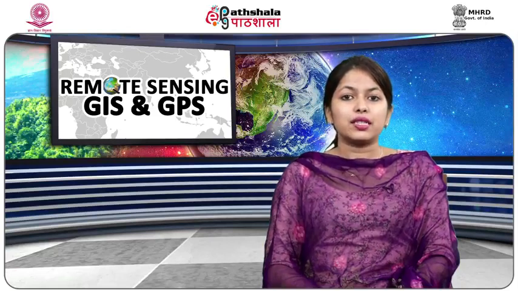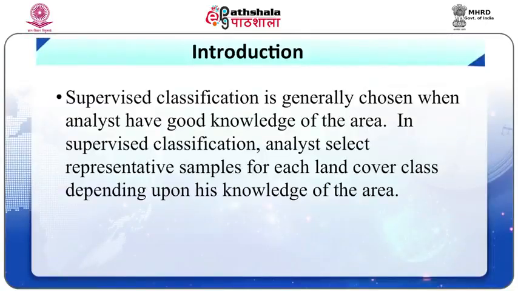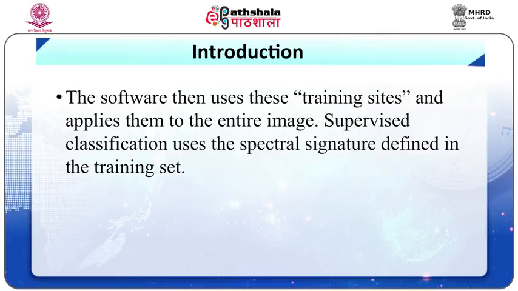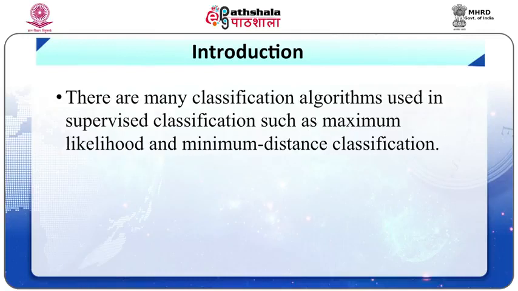Out of the two major methods of image classification, supervised classification is generally chosen when analysts have good knowledge of the area. In supervised classification, analysts select a representative sample for each land cover class. The software then uses these training sites and applies them to the entire image. Supervised classification uses the spectral signature defined in the training set. There are many classification algorithms used in supervised classification, such as maximum likelihood and minimum distance classification.